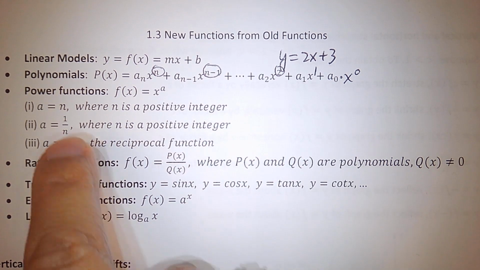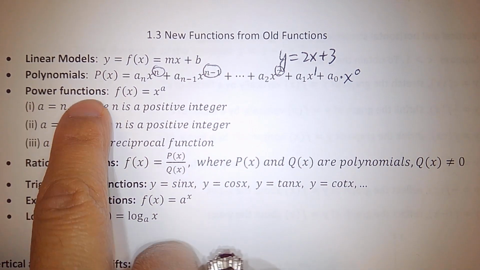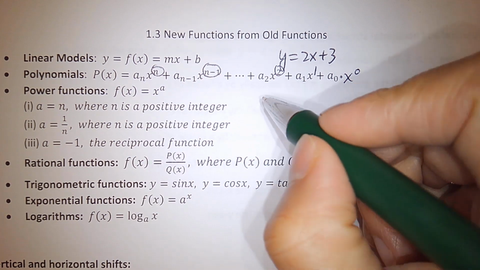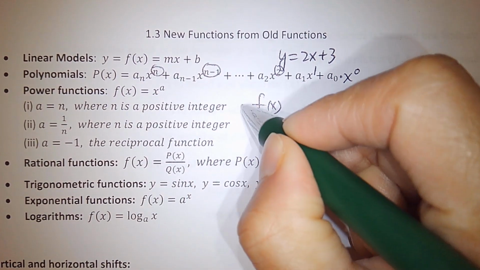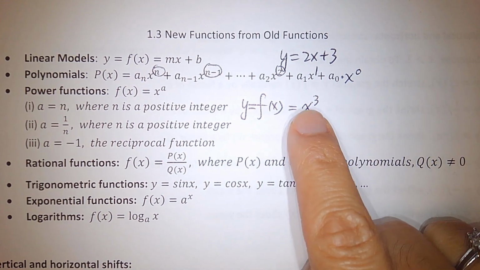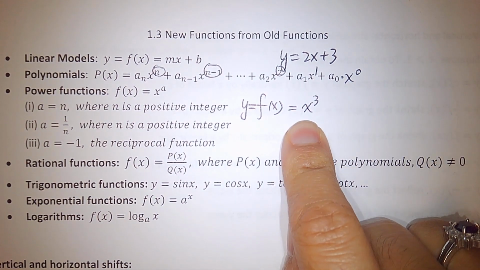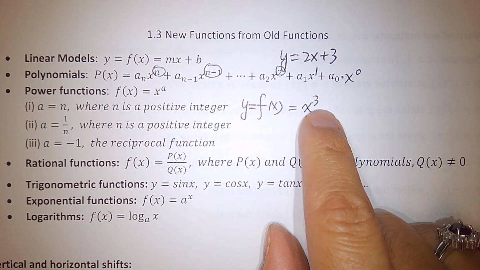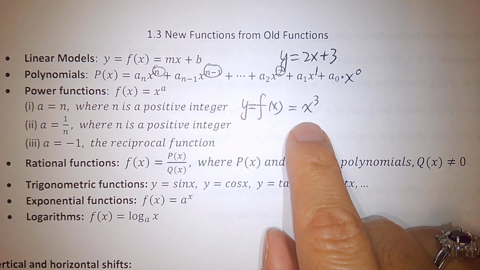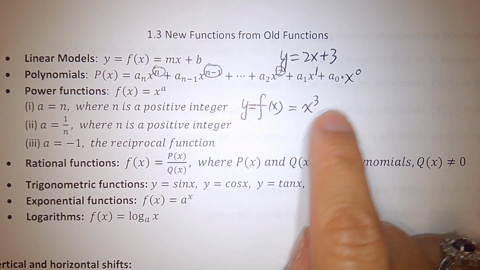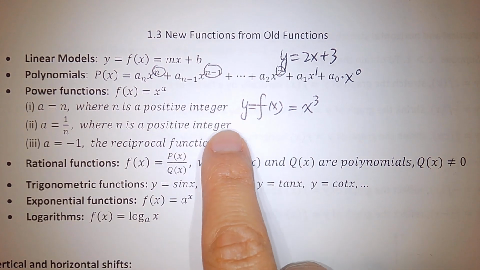Constant term, okay? Power functions, f of x equals x to the a power. So for example, x to the cube. What type of function is it? It is a power function, right? Say y equals f of x equals x squared. Or x to the 4th power, 5th power, 6th power, and so on. They are power functions, okay?